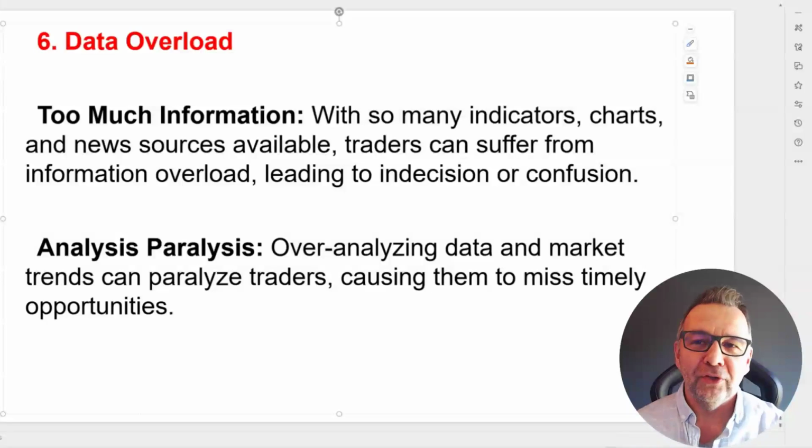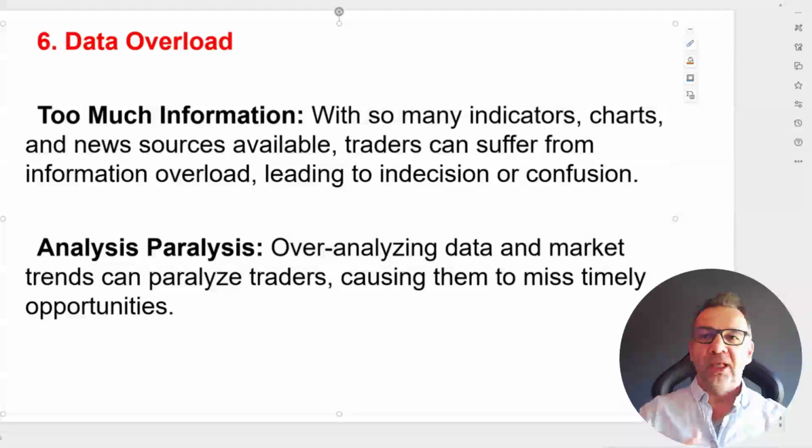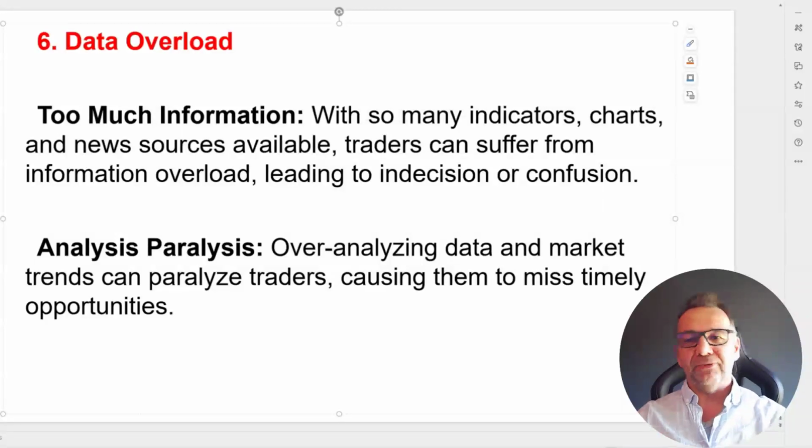Data overload. Two things here that we traders need to look out for. One is too much information. There are literally hundreds and thousands of indicators, charts, news, economic data, all the politicians talking, everybody's doing something, wars, earthquakes, natural disasters, flooding, everything is going on around us all the time. So that is overload. We just don't know what to trade, how to trade.